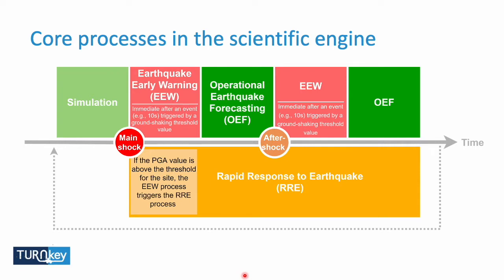So also here, when the main shock starts, we are receiving the ground shaking from the stations, and if they reach a certain threshold, then the rapid response is activated. When the rapid response is activated, it generates the ground shaking map and the impact in terms of the damage and the socioeconomic impact, and then it is regularly updated as long as the data is coming. So it continues until the end of this phase of the emergency.